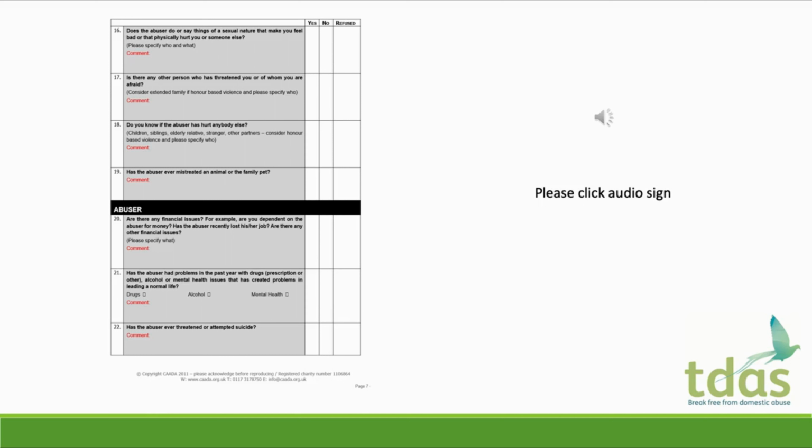Sexual abuse does not just include rape, but can also include the victim feeling pressured or coerced into sex, the use of weapons, revenge pornography, unwanted touching, refusing to use contraception, using insulting sexual terms, and any forced sexual activity with others or prostitution. It is important to document any forms of sexual abuse that have been taking place. Question 17 asks, is there any other person who has threatened you or of whom you are afraid?